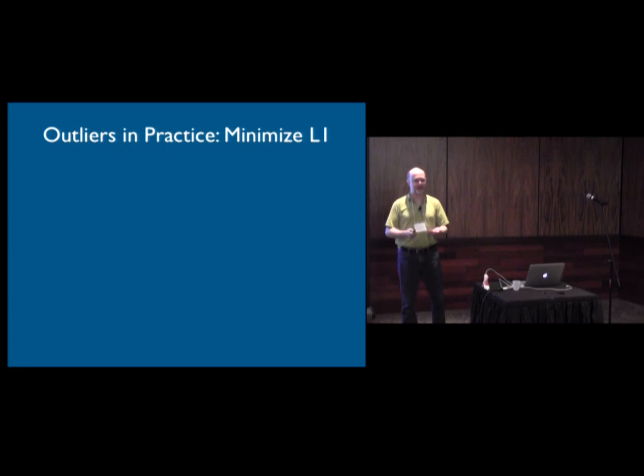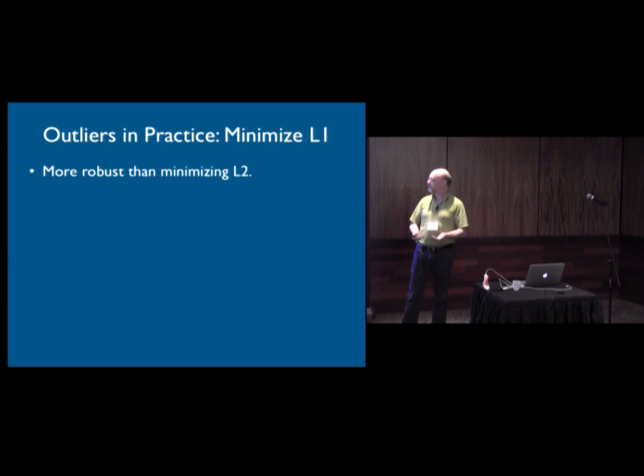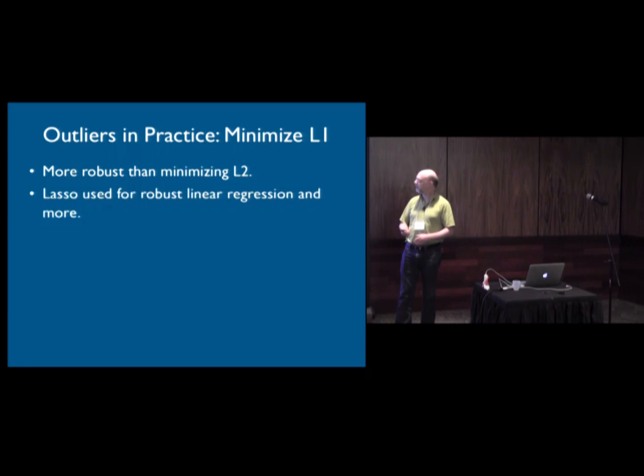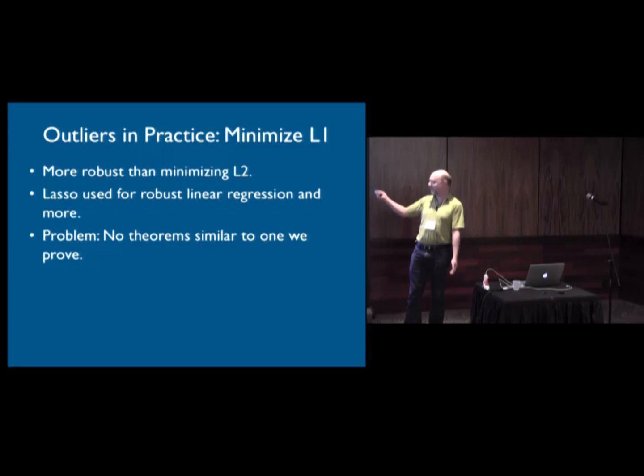Another idea in practice is to minimize the L1 norm. So this is known to be more robust. It is more robust than minimizing L2, which is kind of the standard technique. And lasso is used for robust linear regression and more. The problem is that we just don't know theorems similar to the one that we prove for this.